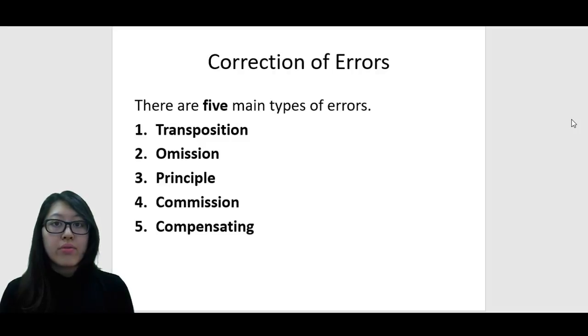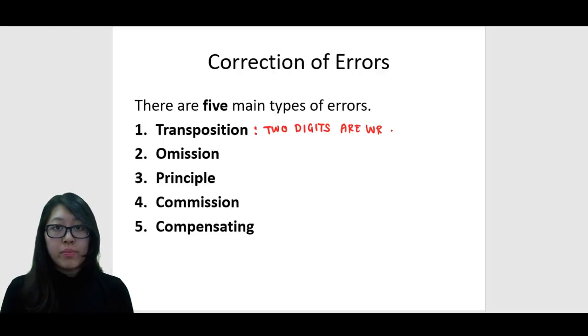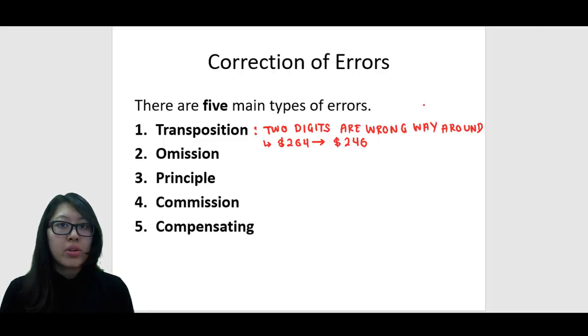So as you can see, I've listed down 5 main types of errors, and the first is transposition. The first error is called a transposition error. A transposition error is quite easy to remember because it means that we have input digits the wrong way around. So let's say I have made a sales invoice of $264 to a trade receivable. The error I could make would be to, instead of writing down 264 in the sales daybook and in the trade receivable account, write down $246 instead. So I will be understating the amount that the person owes me.